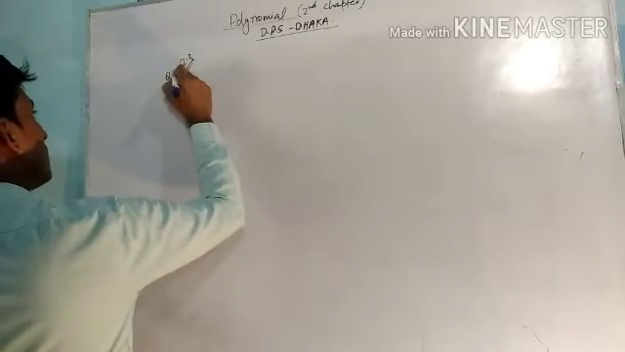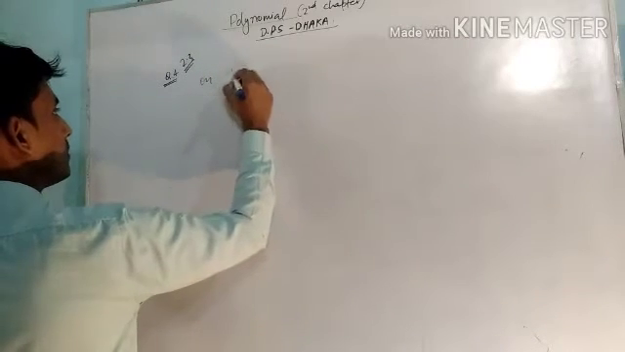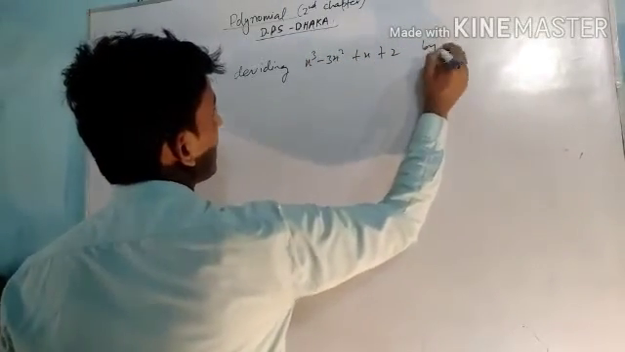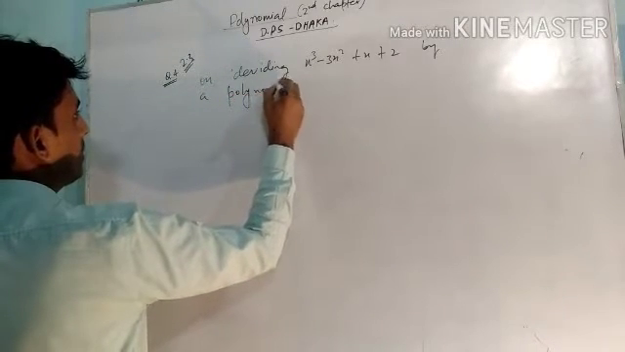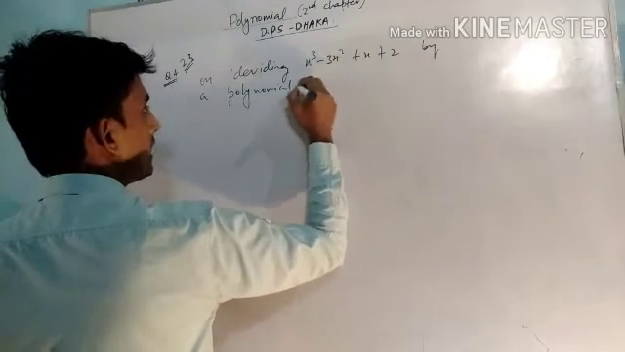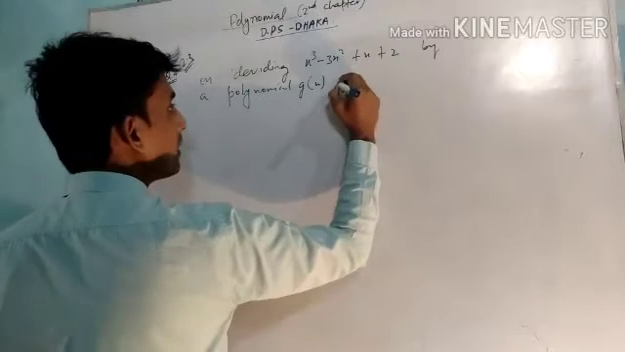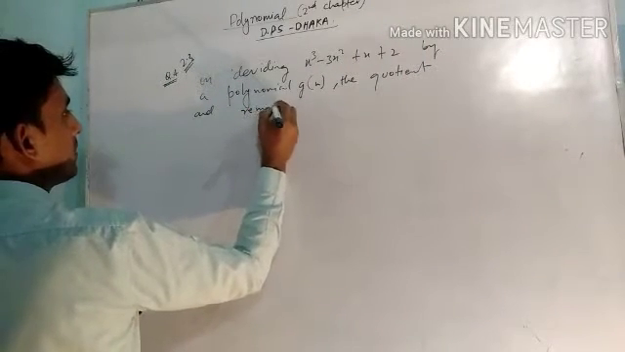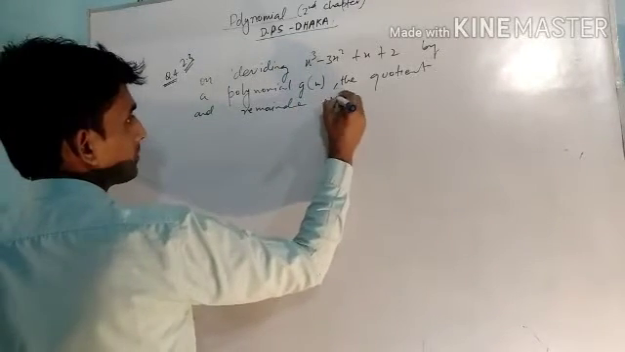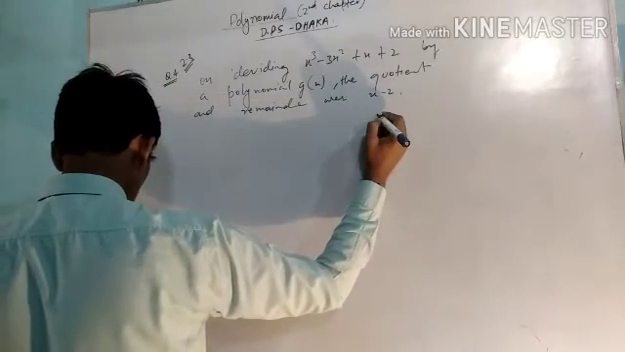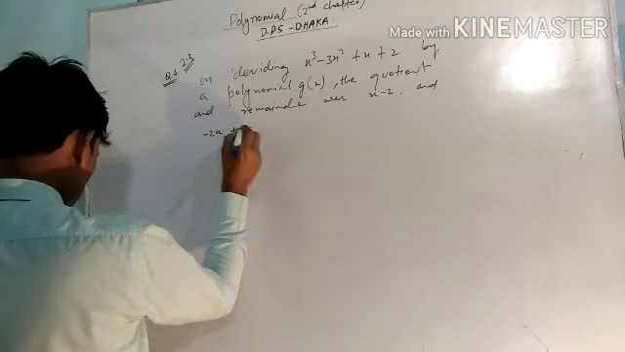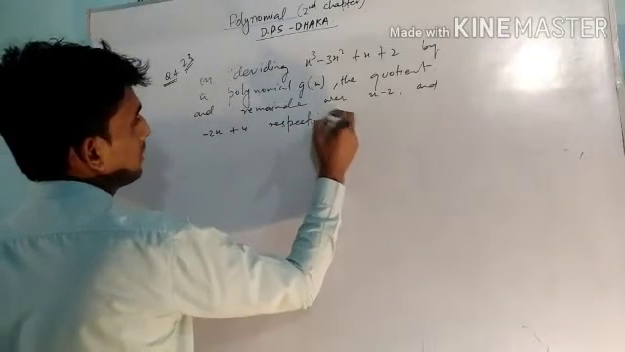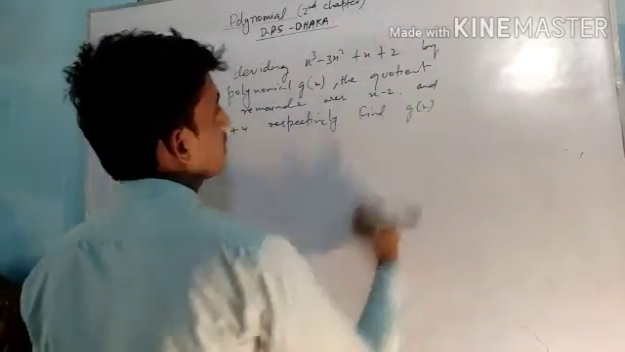Question number 4. On dividing x cube minus 3x square plus x plus 2 by a polynomial gx, the quotient and the remainder are x minus 2 and minus 2x plus 4 respectively. Find gx. So we have to find the gx.